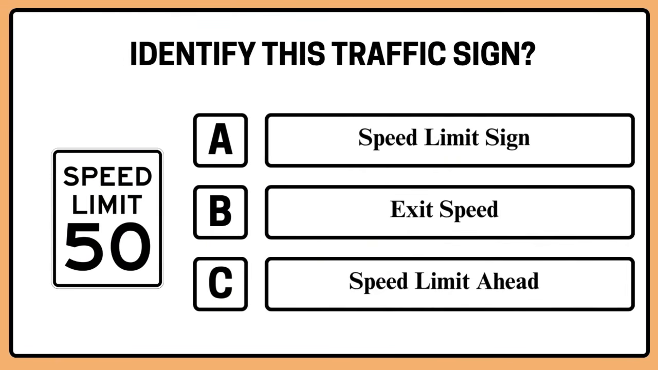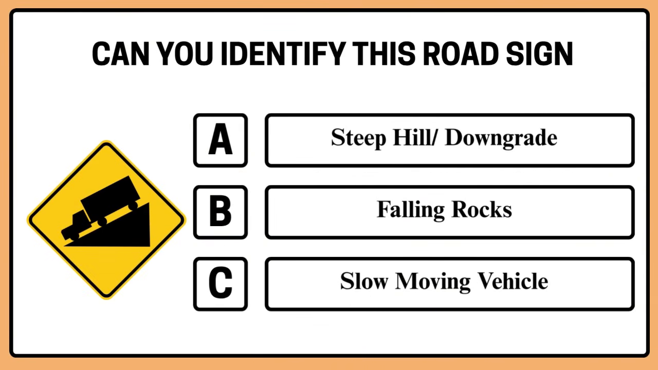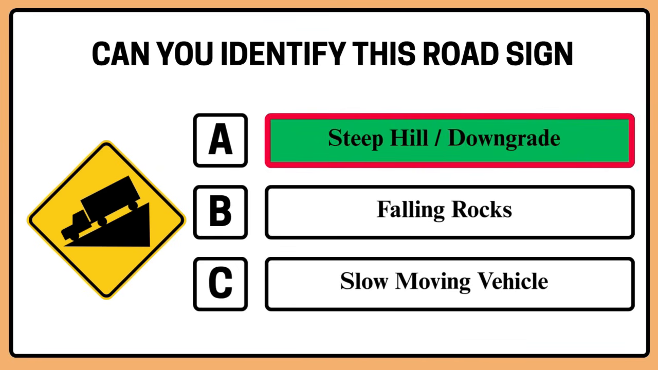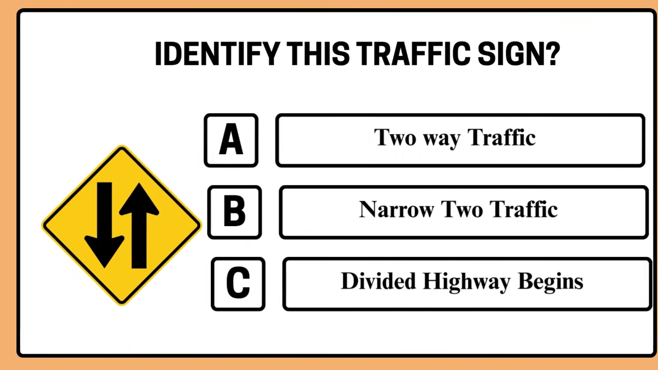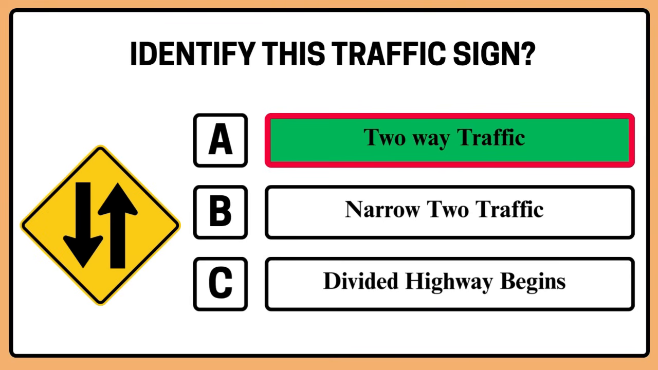What does this traffic sign mean? The answer is A, speed limit sign. Identify this traffic sign. The answer is A, steep hill / downgrade. Can you identify this road sign? The answer is A, two-way traffic.